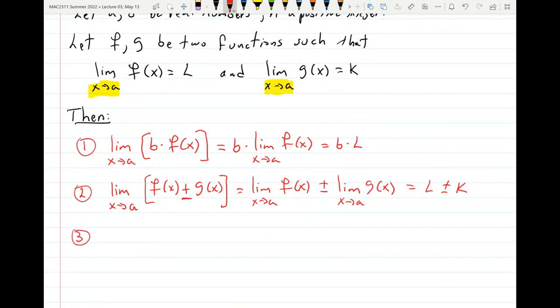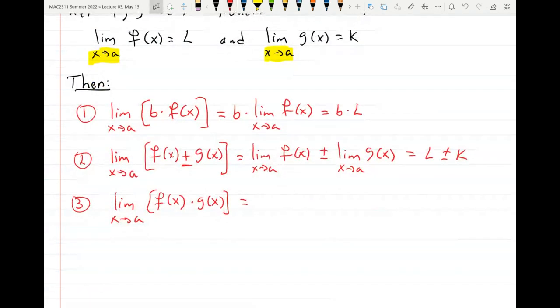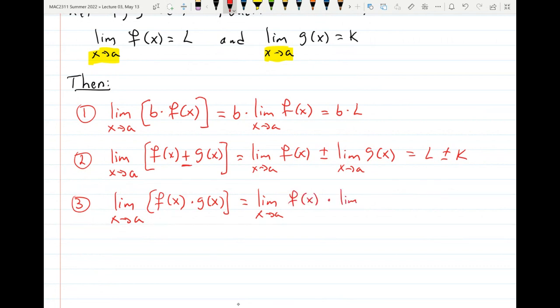Okay, so number 3, similarly for the product. All of this is provided that both limits exist. So the limit of the product of two functions equals the product of the limits: the limit as x approaches a of f of x times the limit as x approaches a of g of x. So this is L times K.